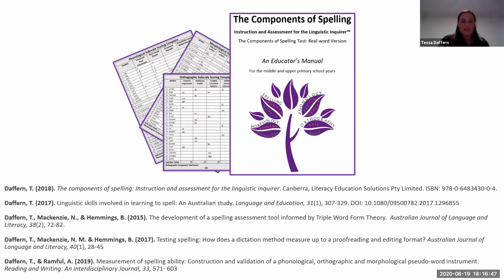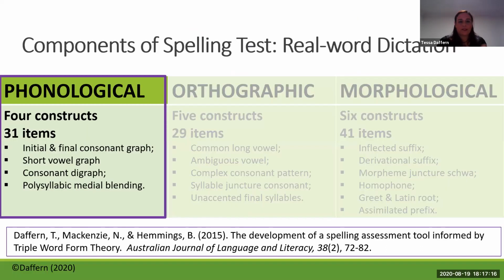So it has error analysis templates that are specified around 70 words that are dictated to the students, and the students write those words. And rather than analysing the errors and then categorising a student's spelling ability into a particular developmental stage, you're just simply looking at their linguistic skills as applied to those particular words. So I'll unpack that a little bit more for you now. In the phonological component, there are 4 constructs and 31 items. So not words, but items that you analyse.